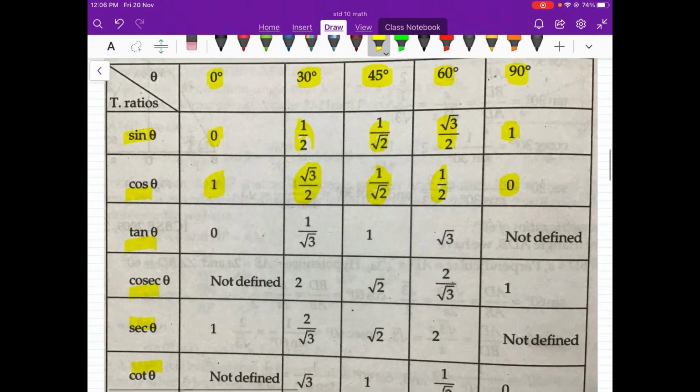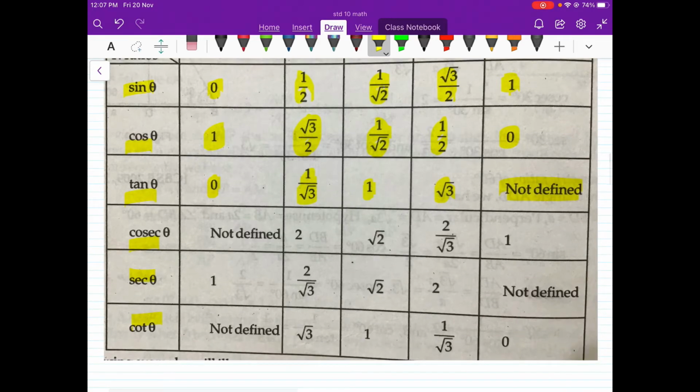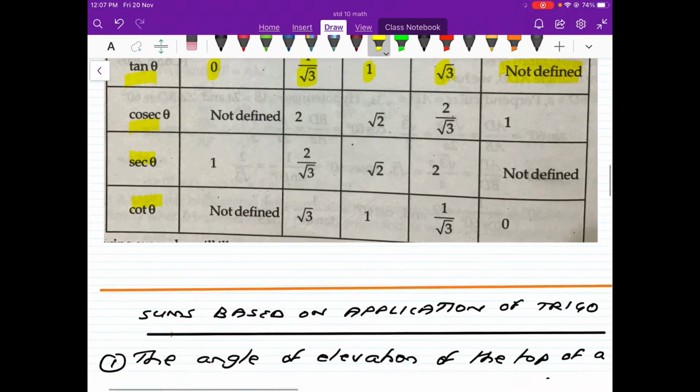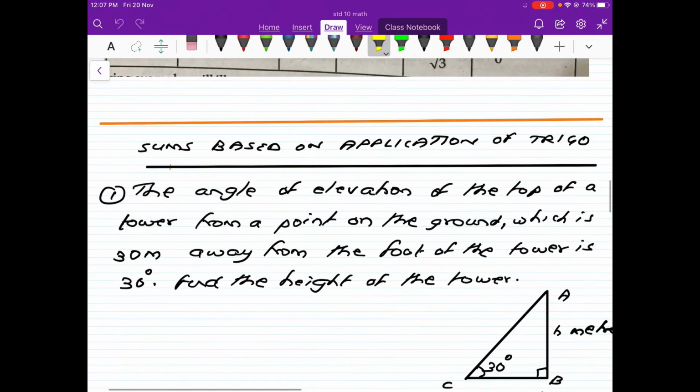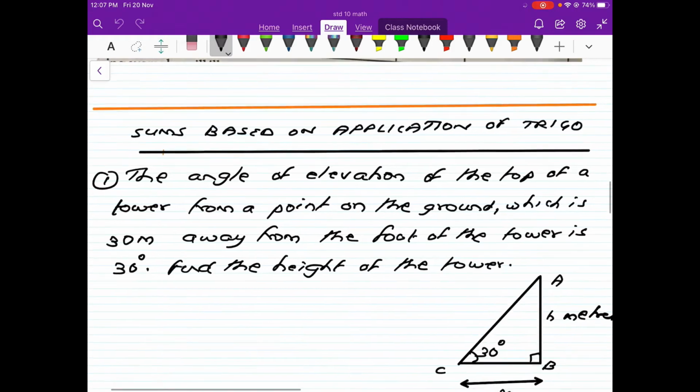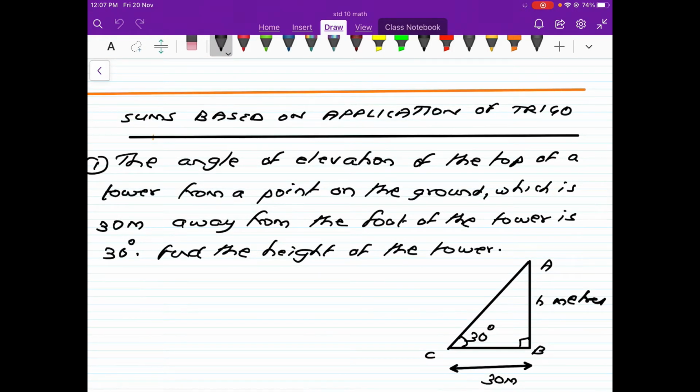Then tan can always be found by sine upon cos. So 0 upon 1 means 0, 1 upon 2 upon root 3 upon 2 means we will get 1 upon root 3, 1 upon root 2 upon 1 upon root 2 you will get 1. Similarly here you will get root 3, and this is not defined because it is 1 upon 0. Similarly you can find all the 30 values. Now we will be going for some sums on applications of trigonometry.